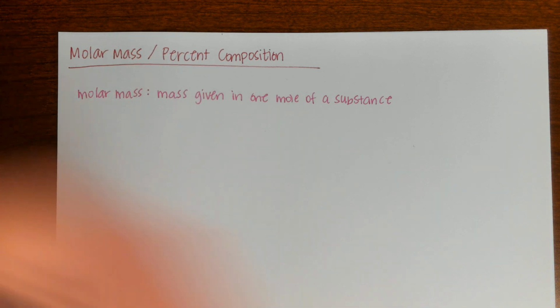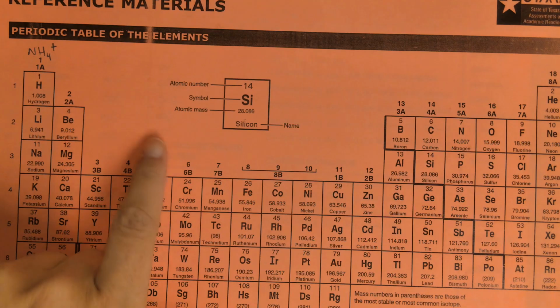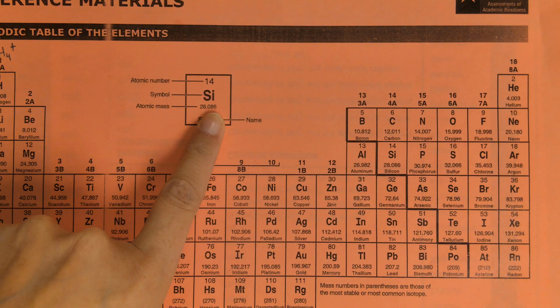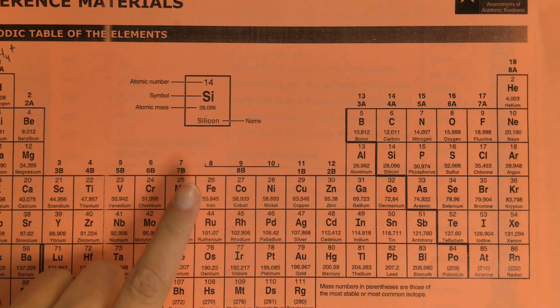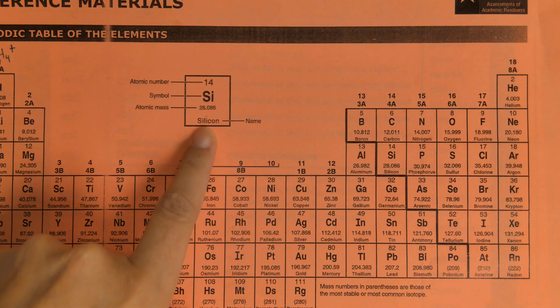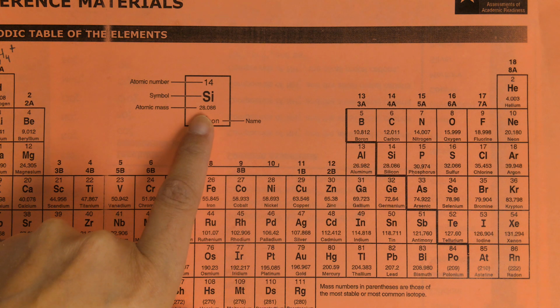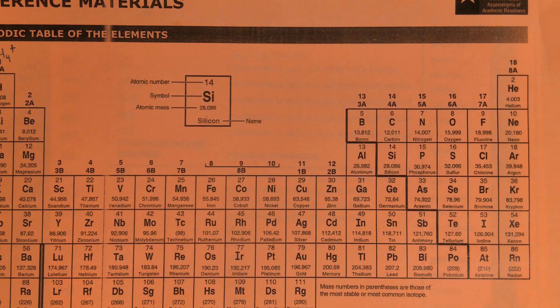If we look at our periodic table here, the atomic mass is similar to molar mass. Let's just look at silicon here, so it's easier to see, it's bigger. The atomic mass of silicon is 28.086. That's the same thing as molar mass. So what that means is every 1 silicon has a given mass of 28.086.